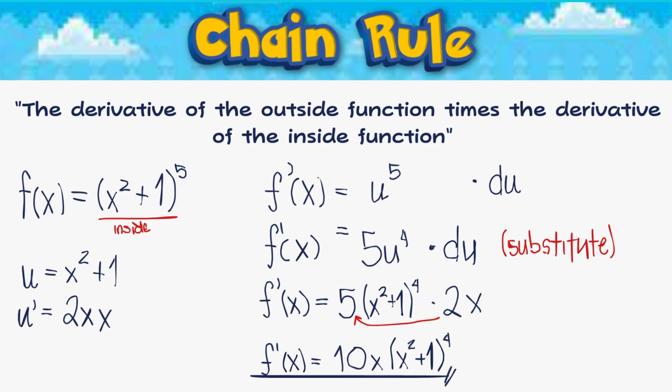After that, we're gonna multiply 5 by 2x. So 2x times 5 is equal to 10x. So our final answer is f prime of x is equal to 10x multiplied by (x squared plus 1) raised to 4.